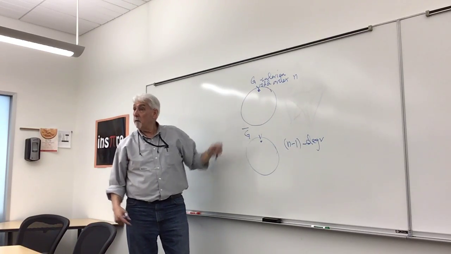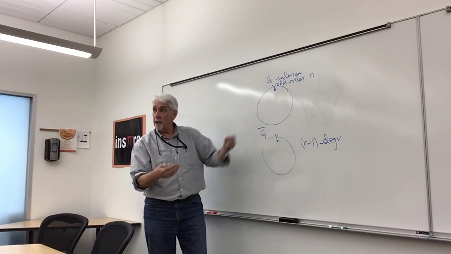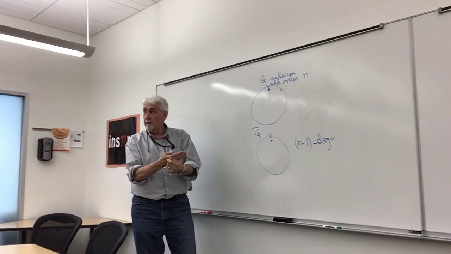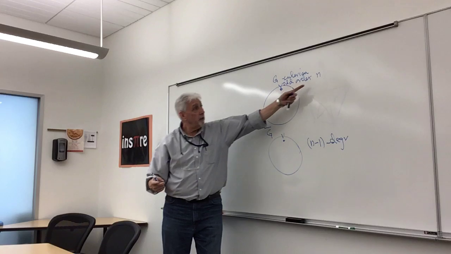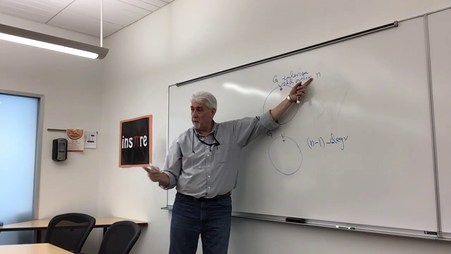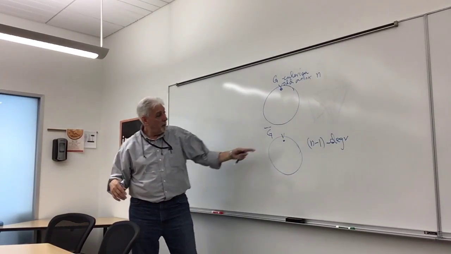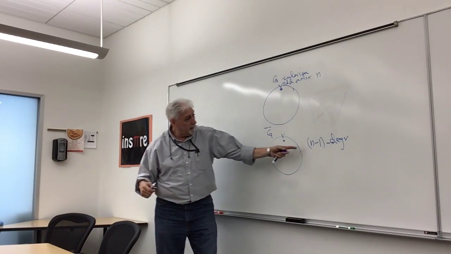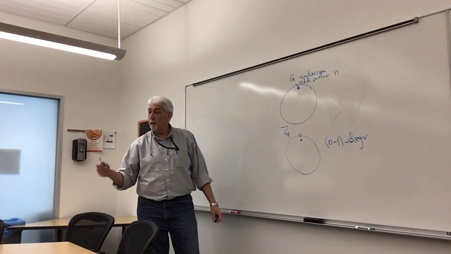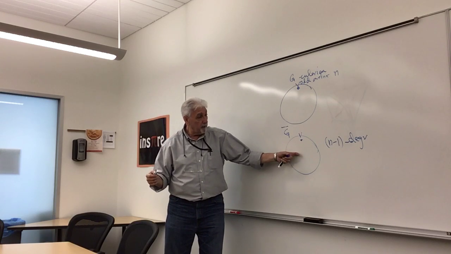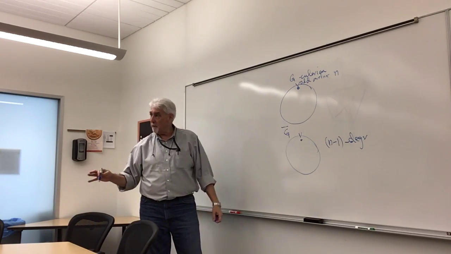Well, when I put G complement on top of G, all the edges between all the vertices are there. Every vertex has degree n minus 1. N minus 1 is even, so this is an even number minus an even number. So it's even. Every vertex here has even degree, and we're told that G complement is connected.